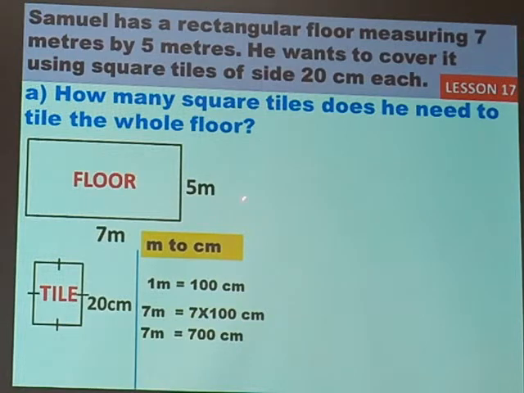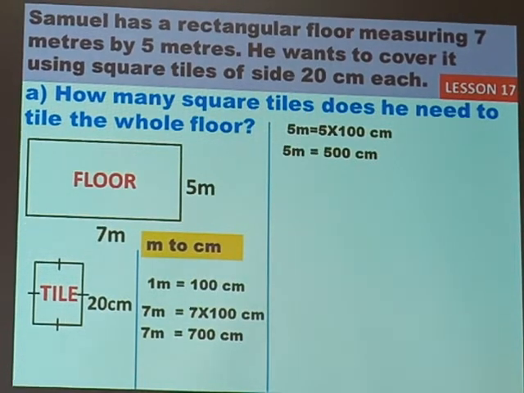So we need to do likewise to the width of the floor. We need to change the 5 meters also to centimeters. So 5 meters, remember already we said 1 meter is equal to 100 centimeters. So now 5 meters will be equal to 5 times 100 centimeters, which will give us 500 centimeters. So now there we have the same units. The tile is in centimeters, also the floor is in centimeters.